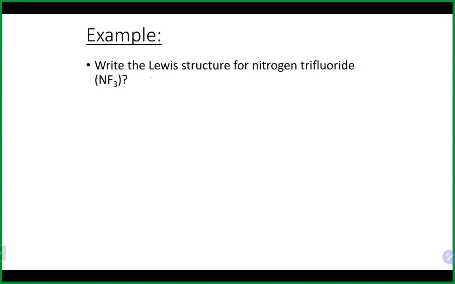So nitrogen is 5. Again, the group number, there are 3 fluorines, each is 7. And that gives us 26 valence electrons. So once again, the 26 number is really important. We want to think about how this is arranged.